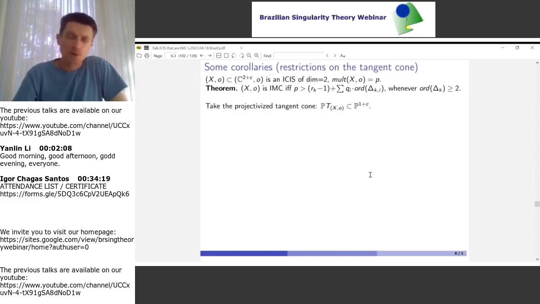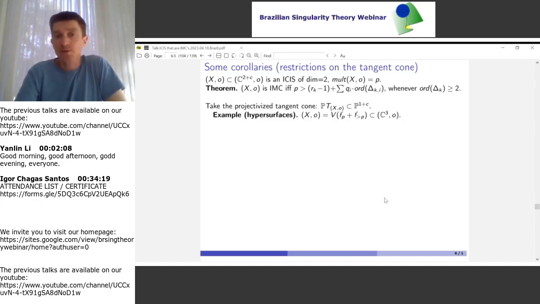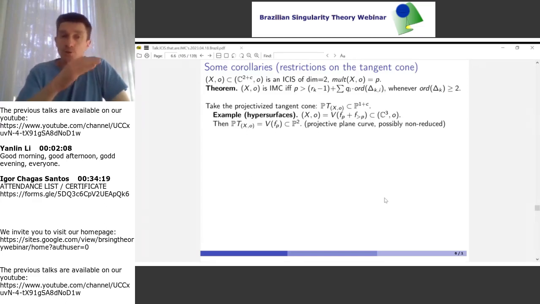And take the projectivized tangent cone. Here is the notation. It sits inside the exceptional divisor, inside the projective space. I will recall the case of a hypersurface. So suppose we have a hypersurface inside C3. It is defined by one equation. So as always, we present the equation as the leading terms, the terms of lowest order, plus higher order terms. And then the projectivized tangent cone is defined just by the lowest order terms. So it is a projective plane curve.